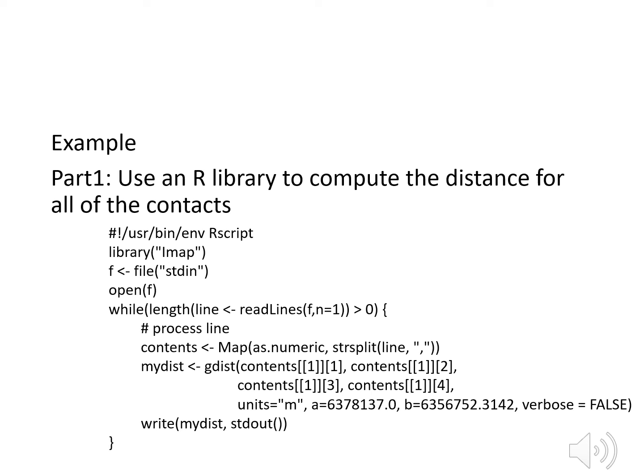And a lot of data scientists have code in R, and we can interact with R programs with pipe. Of course, we can also use other languages as long as they can satisfy the Unix streaming requirement. Here is an example of using pipe to interact with R programs. This first part of the example is an R script. It uses an R library to compute the distance for all of the contacts.